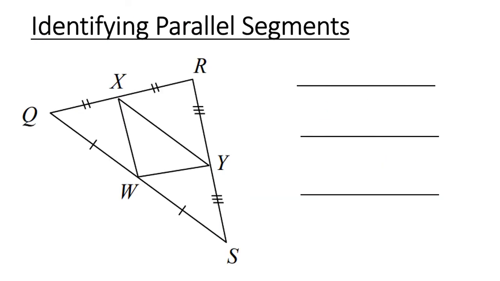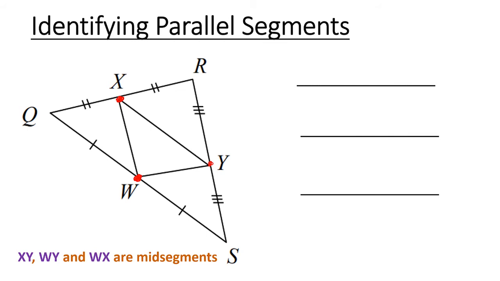So let's identify some parallel segments. As you can see here, X, W, and Y are all midpoints because it cuts each side in half, and we can see that by the congruence marks on each side. So if X, W, and Y are midpoints, then XY, WY, and WX are mid-segments, which would make that third side parallel to that mid-segment. So let's write down 3 pairs of parallel sides.